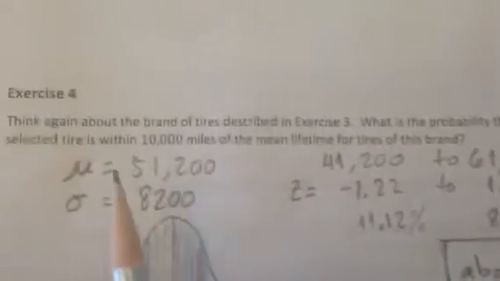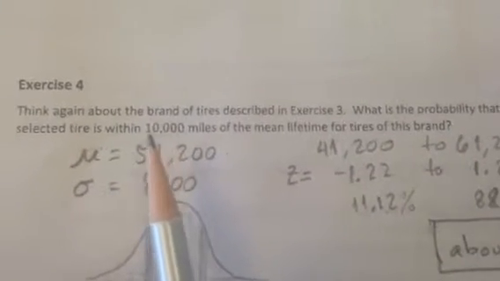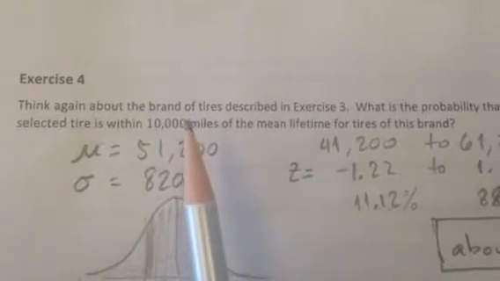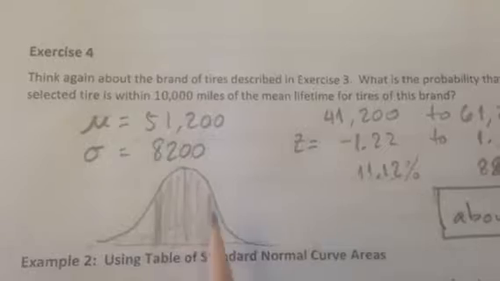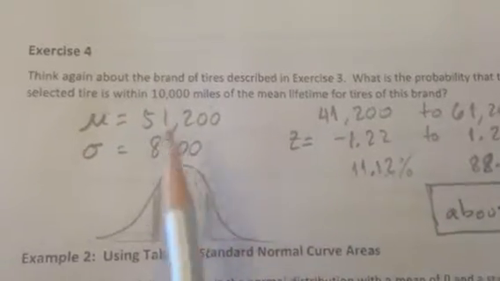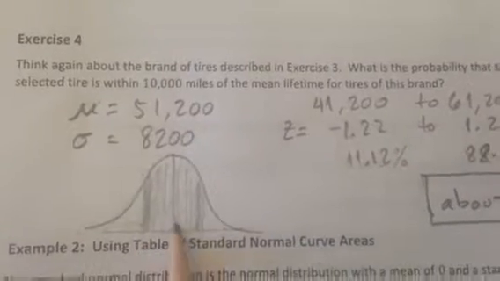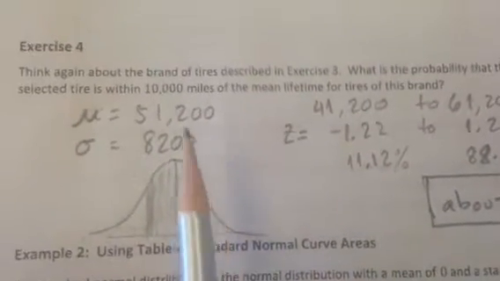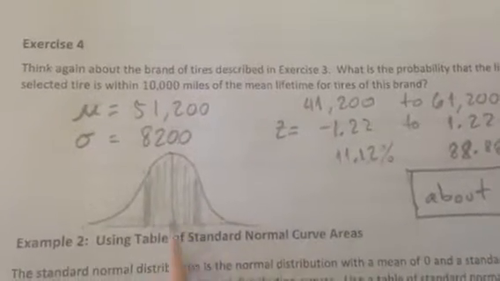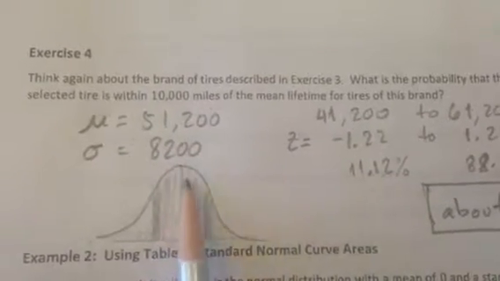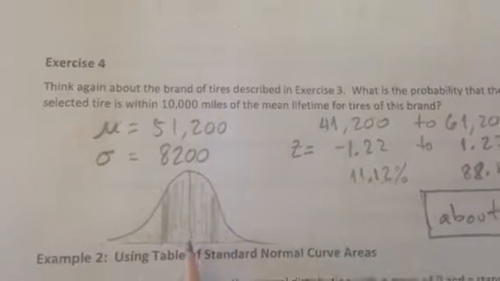In this question, they're asking, what is the probability that if you pick a tire from this brand, it will last within 10,000 miles of the mean? That word within means on either side. So 10,000 miles of the mean means 10,000 less than or 10,000 more than the mean. So there's our mean right in the middle, and you go 10,000 either side of it, so now you're within 10,000 miles of the mean. It's a 20,000 mile span, but 10,000 miles either side of the mean.